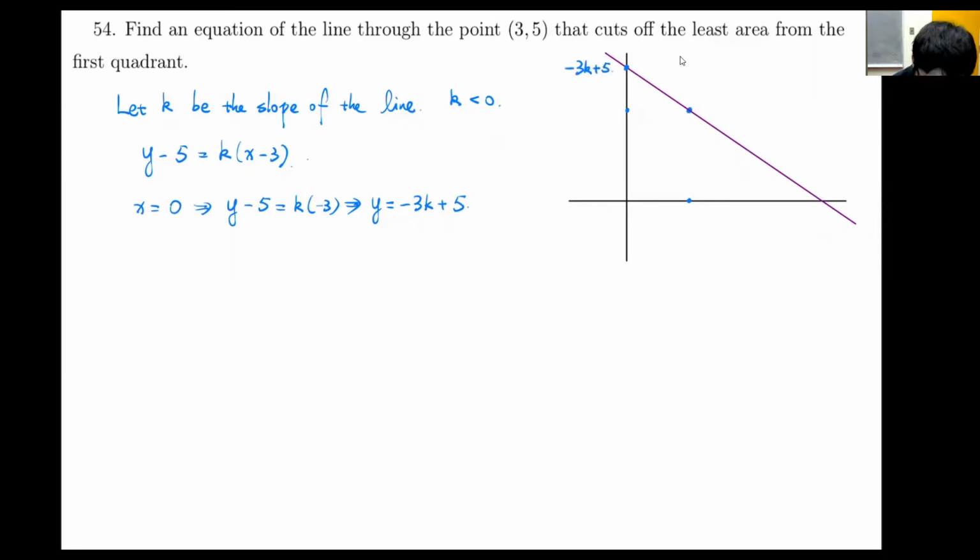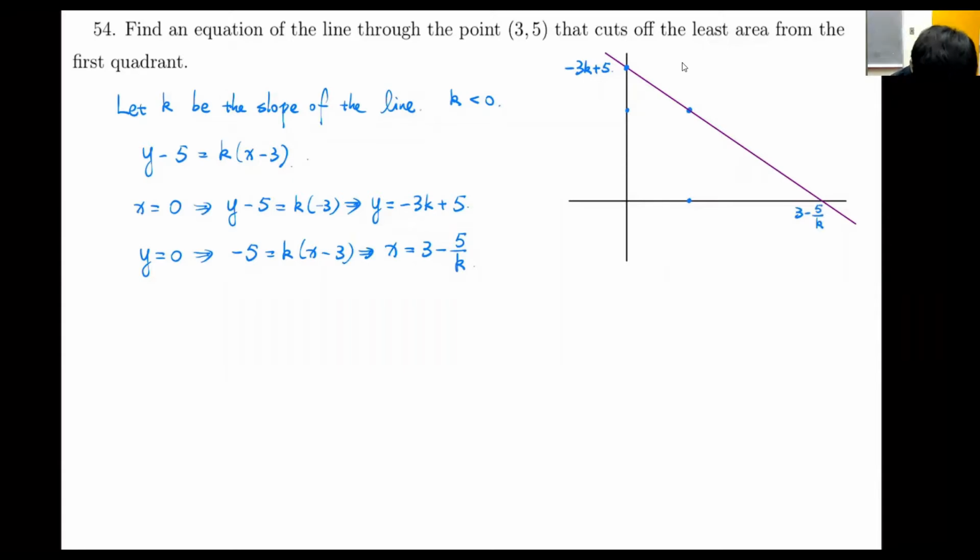On the other hand, to get the x-intercept, we simply set y equals 0. So this tells me that minus 5 equals k times x minus 3. Divide both sides by k because we assume k is non-zero. That way we get x equals 3 plus 5 over k. Actually minus, not plus. So 3 minus 5 over k will be the x-intercept.